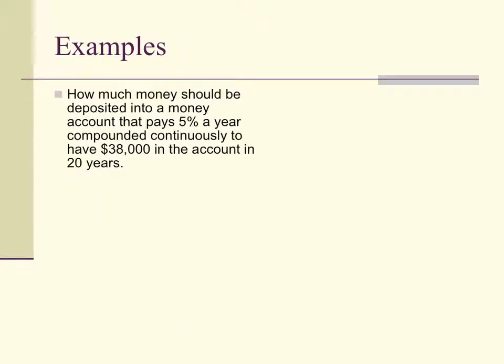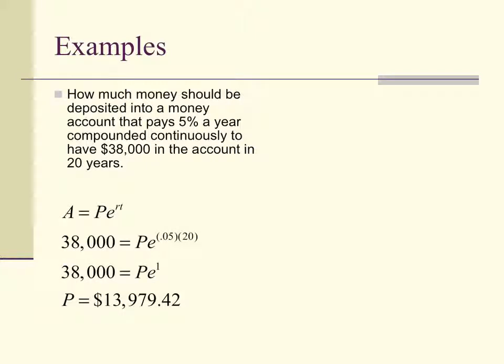Now here's an example. How much money should be deposited into a money account that pays 5% a year compounded continuously to have $38,000 in the account in 20 years? So there's our formula. Remember, divide by 100 for your interest, 20 years. Okay, now 20 times 0.05 is 1, so we just have e. And so 38,000 divided by e, which is again 2.718, whatever, gives me this amount that we need to invest.